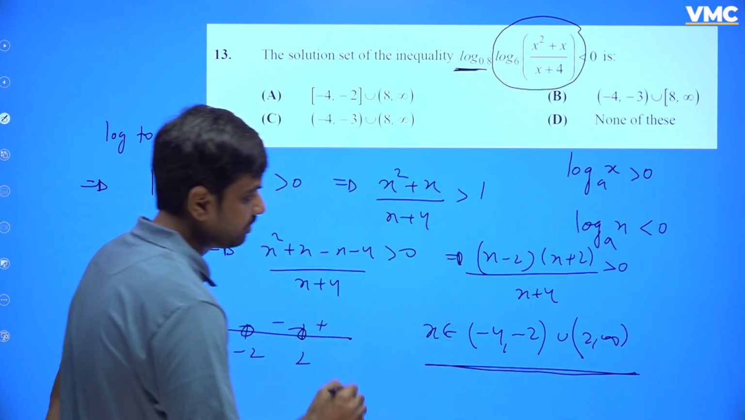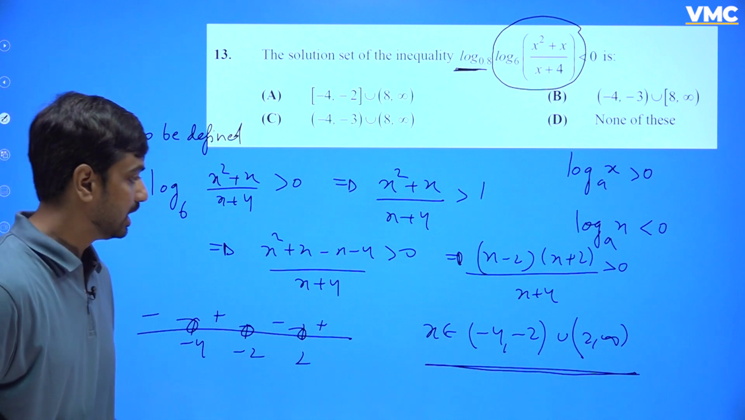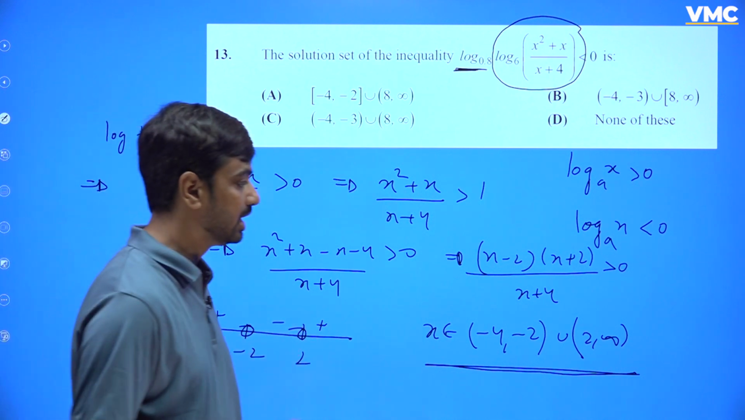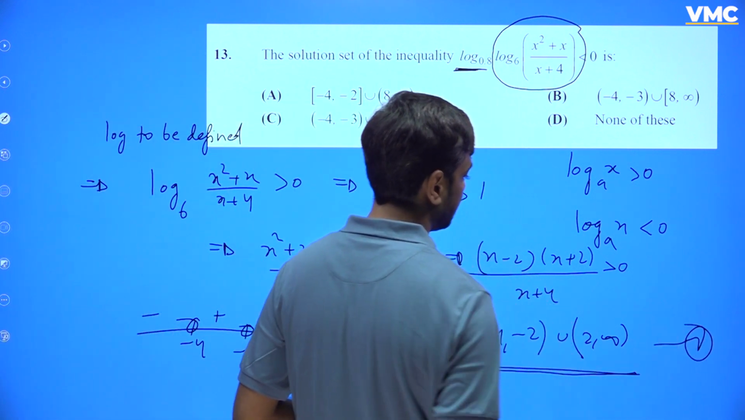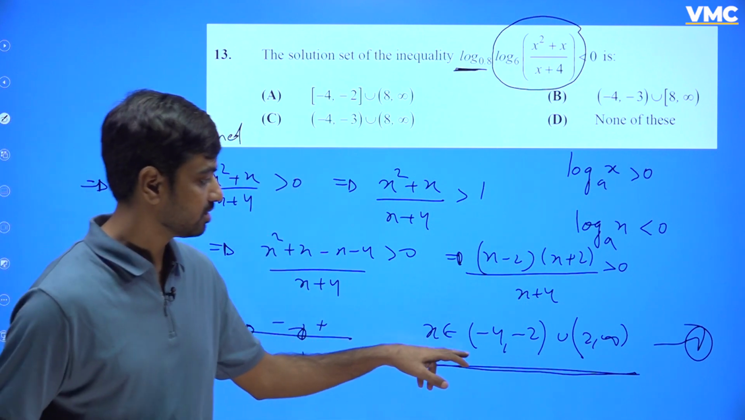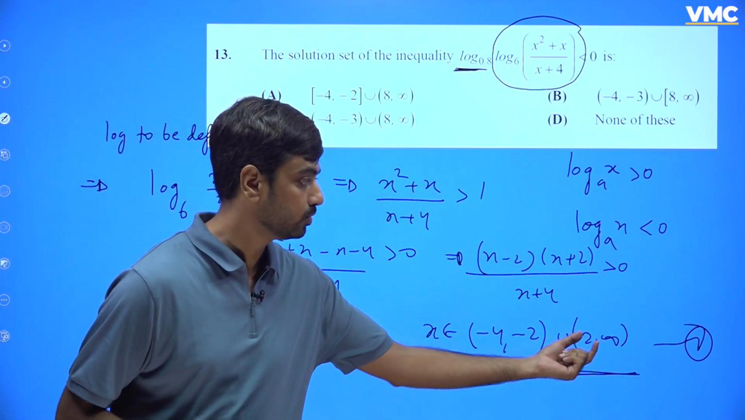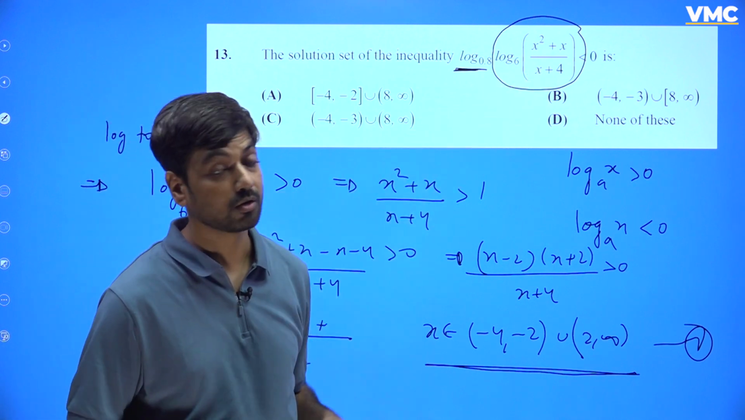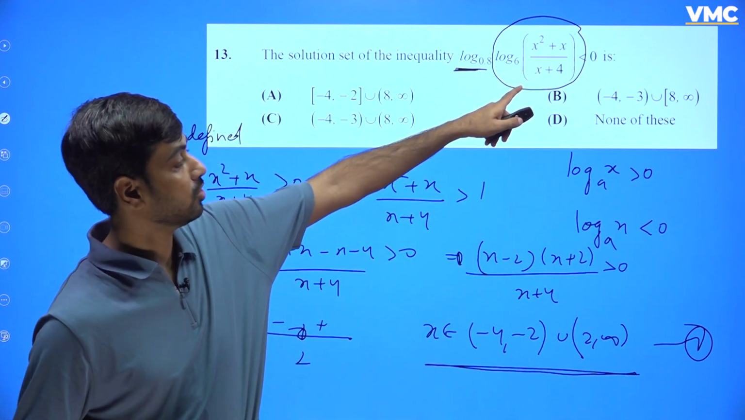So the first thing that I have done is, I have done only half of the calculation. Let's say this is the first set. Now I have defined the outside log for x belongs to -4 to -2 union 2 to infinity. Now we have to define the inside log also. The argument of the inside log must be greater than 0.